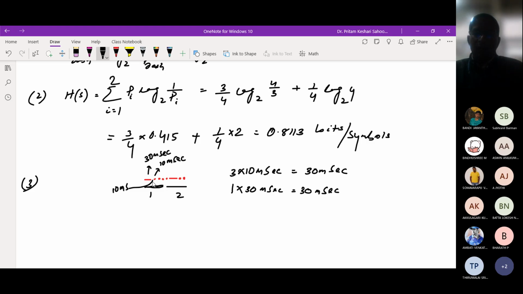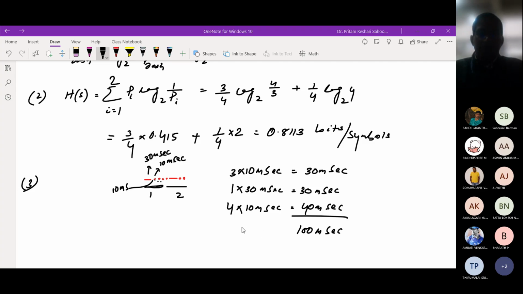And do not forget about the gap between two different symbols. How many gaps are there? Between this symbol and the next, 1 gap. This symbol and this symbol, second gap. This symbol and this symbol, third gap. This symbol to the first symbol of the next code, fourth gap. So there are 4 gaps, 4 gaps into 10 milliseconds, that is equal to 40 milliseconds. So what is the length of each code word? You sum all, you will have 100 milliseconds.